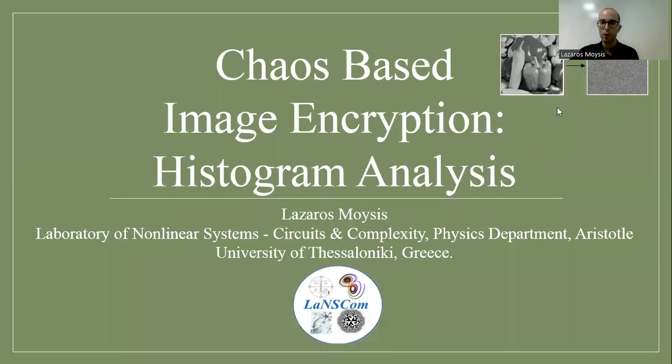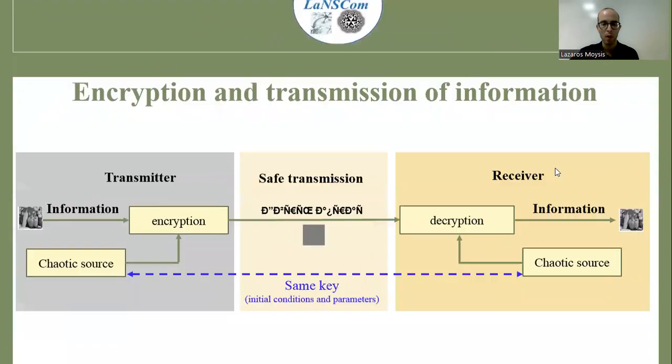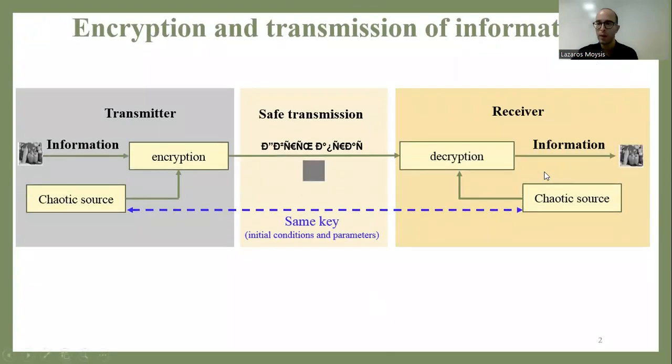Greetings everyone. The topic of this video is going to be the histogram analysis that is used very frequently in chaos-based image encryption. First of all, let's talk about image encryption in general. In chaos-based image encryption, the idea is that during the transmission you use some sort of chaotic source, like a chaotic system, for example, in order to encrypt some information. And then this information becomes scrambled and incomprehensible, so you can safely transmit it to a public channel.